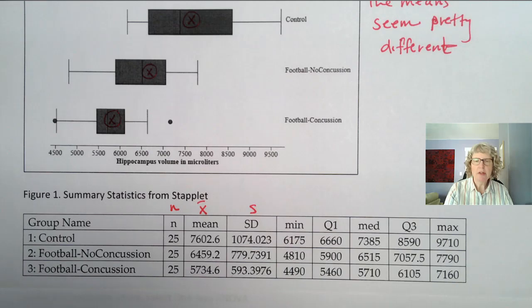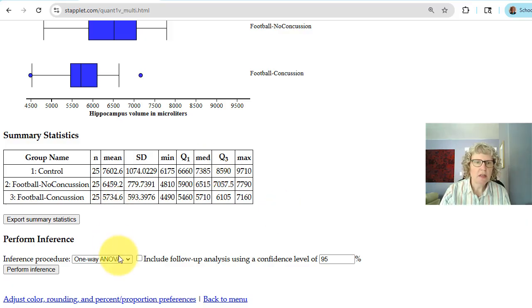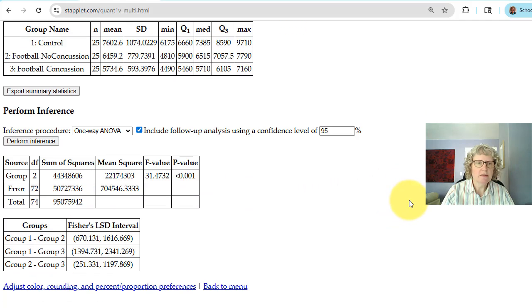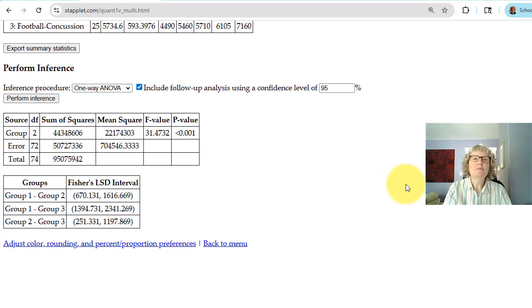And now I want to just play around with, we know we're going to use ANOVA, and because we have the beauty of technology, I want to just go ahead and hit this one-way ANOVA under perform inference. And I'm also going to include a follow-up analysis using a confidence level of 95%. And click on perform inference. Okay, since you have so much experience at this point, I want to just explore what this shows us, and then I'll go ahead and explain what everything means.